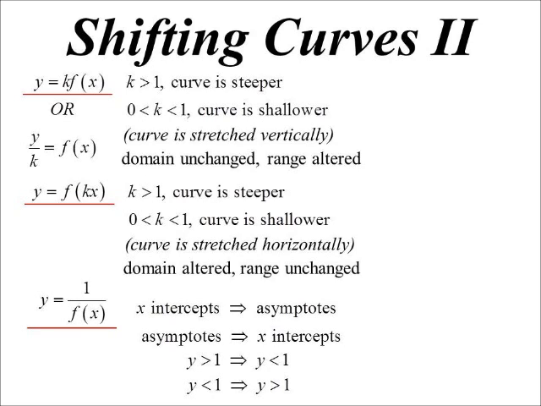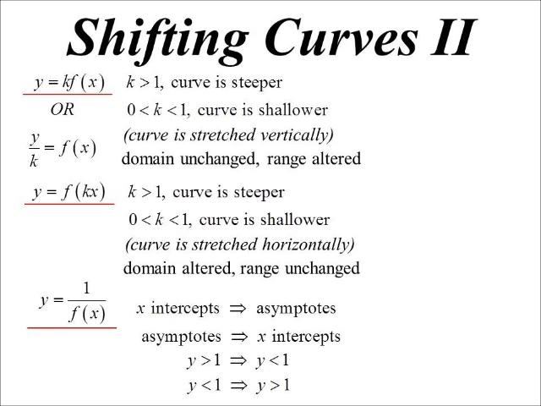Another common idea is taking the reciprocal of a function. So 1 over some function. So what happens there? Well, if I've got an x-intercept, if I'm turning that upside down, what am I doing? The y value at an x-intercept is 0. So if I turn that upside down, I'm going to get 1 divided by 0, which is undefined. So I must end up with an asymptote there.